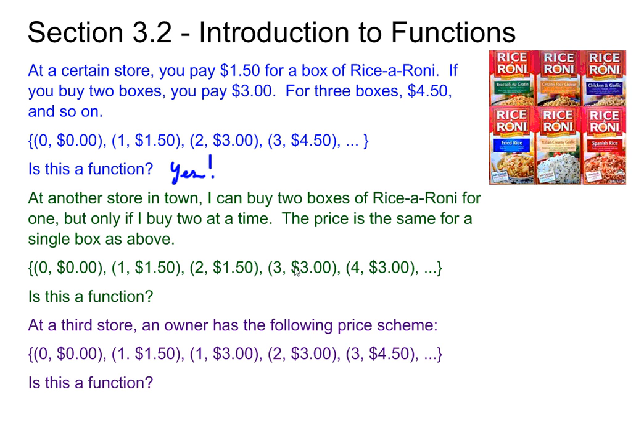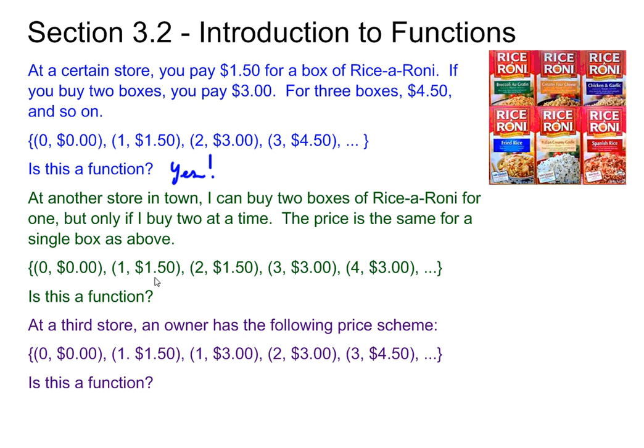At another store in town, I can buy 2 boxes of Rice-A-Roni for 1, but only if I buy 2 at a time. So they've got a 2-for-1 special. Does that change things? Well, let's see. The price is the same for a single box as above. So if I buy 0, of course, I'm paying $0. But if I buy 1 box, I pay $1.50.